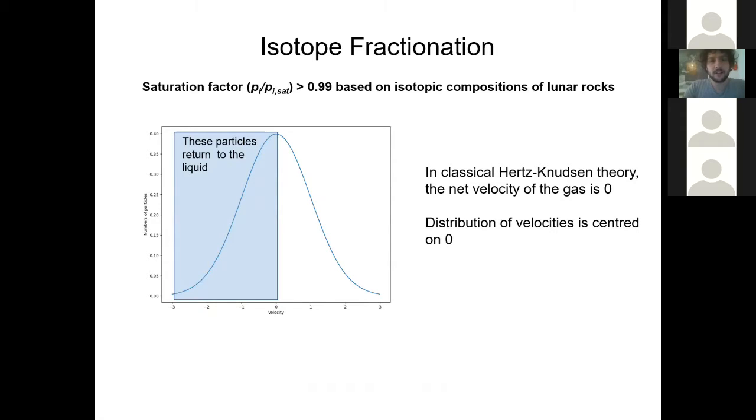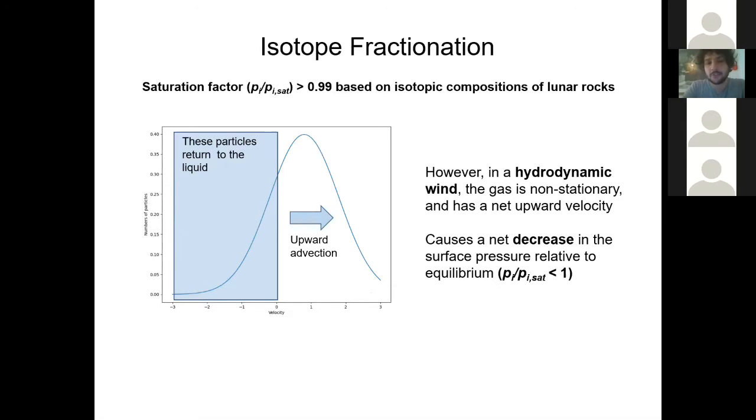Just a final note now, looking at isotopic fractionation. As I mentioned before in one of the earlier slides, we showed that the saturation factor, so this pressure on the lunar surface relative to the equilibrium pressure, is greater than 0.99 based on the isotopic compositions of lunar rocks. Now, in the classical Hertz-Knudsen theory, we see that a Maxwell-Boltzmann distribution of velocities is centered on 0. So we have half of the particles that return to the liquid, and the other half do not. And so this leads to a net velocity of 0.